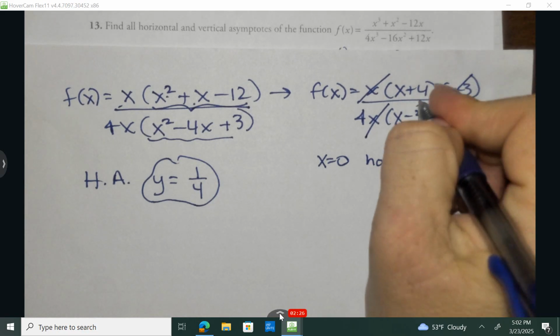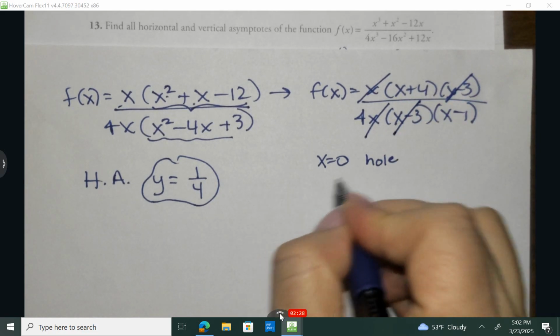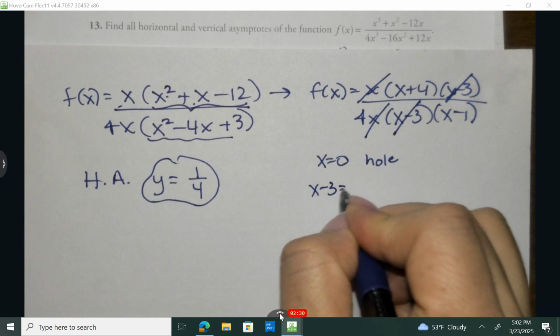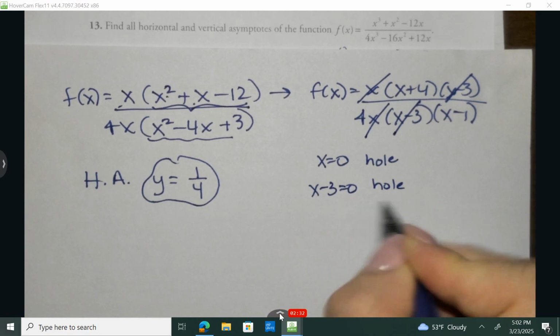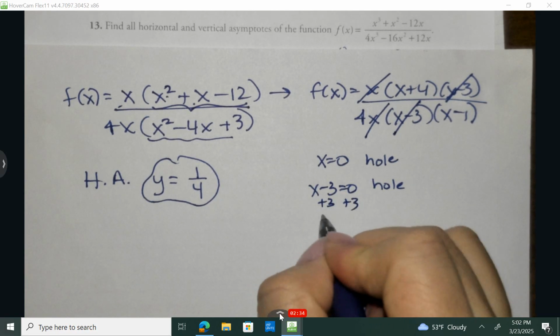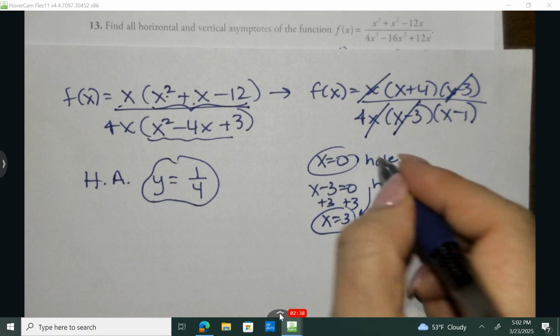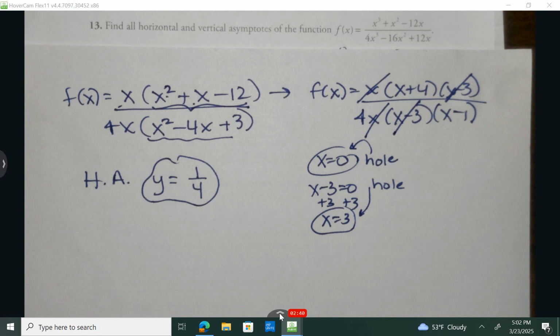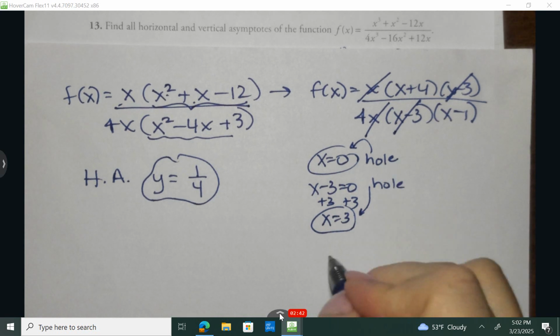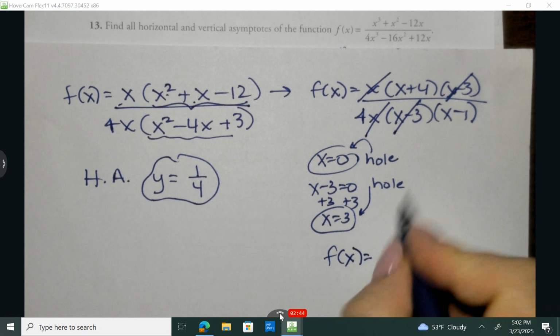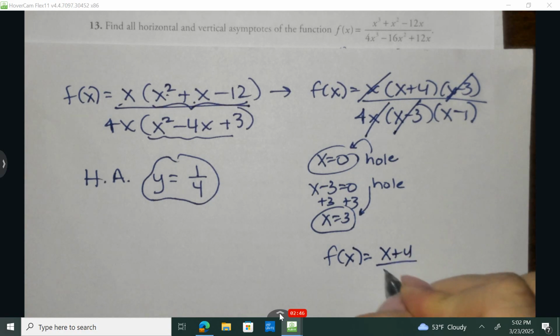Oop, here's another one. I think there is another potential hole at x minus 3. So I set each factor equal to 0 and I solve. So I add 3 to the opposite side. Remember, for your AP test, you do have to show all of this work. These are potential holes. I need to go back and check in a little bit, and I'll show you how we're going to check. So I'm going to write down the simplified version, so x plus 4 over x minus 1.